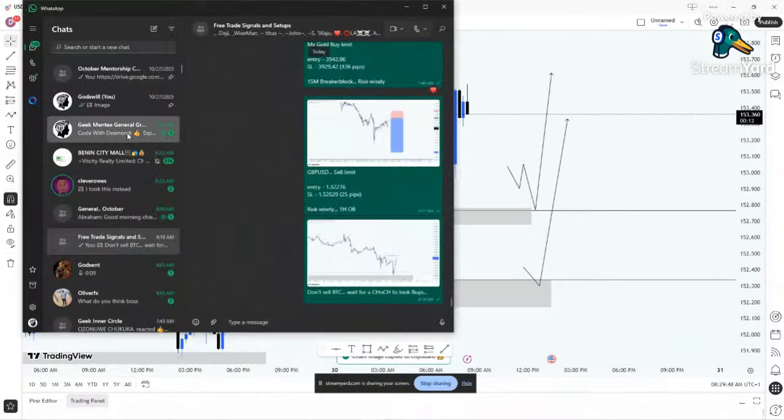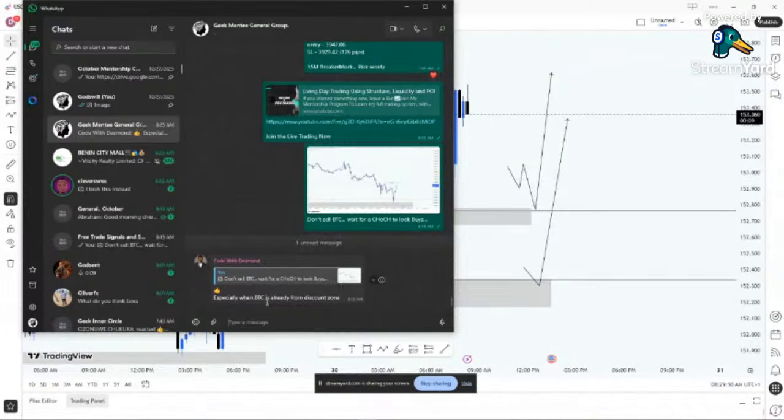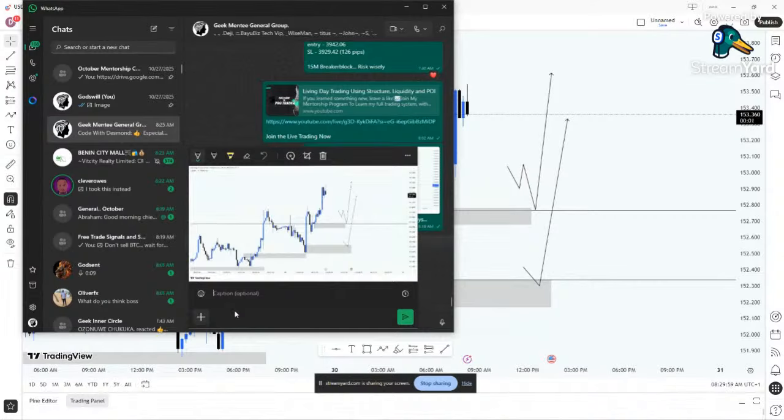So I'm just going to drop it as 2 POIs on UJ. Then you wait for my entry. We already have 2 limit orders set, 2 POIs on USDJPY. So I will drop my entry for you guys.